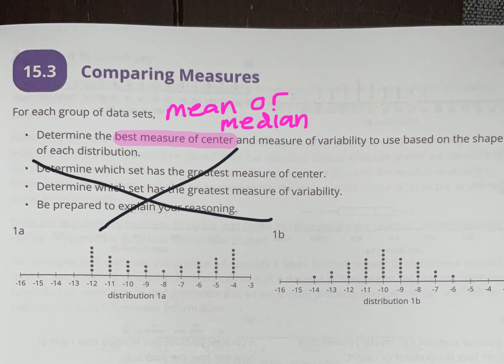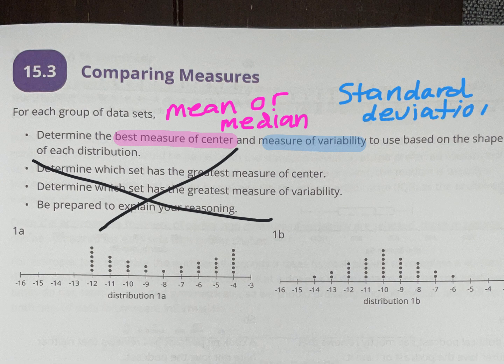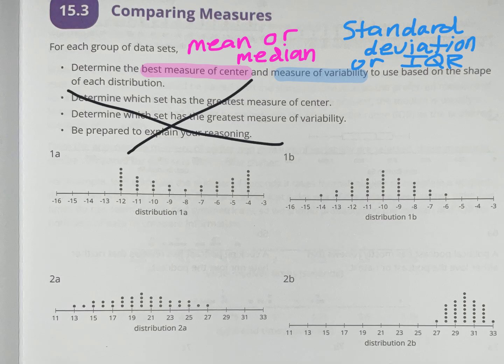And then for the measure of variability, choose between the standard deviation or IQR, interquartile range. So let's get started.